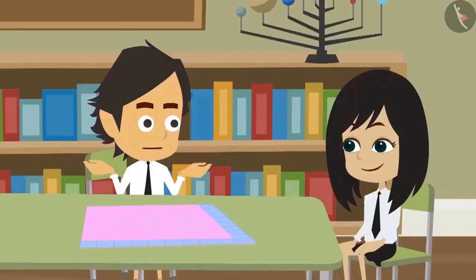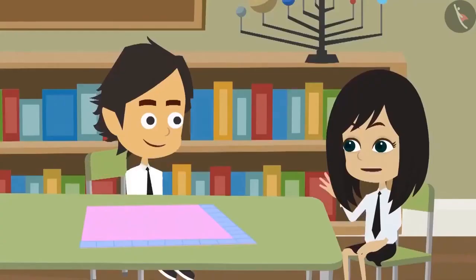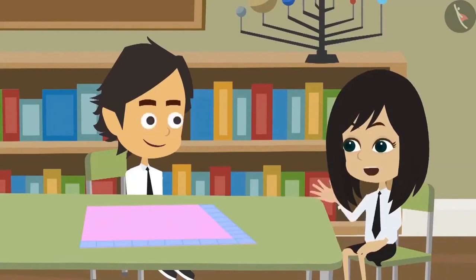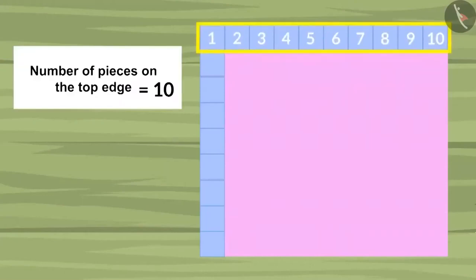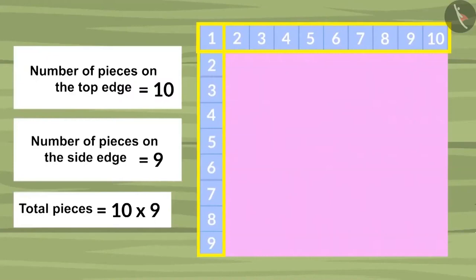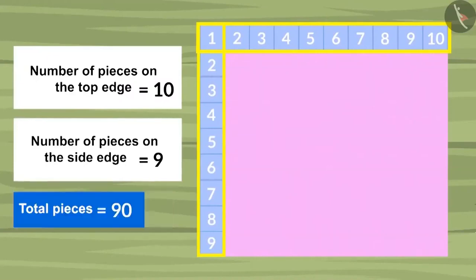Okay, I will remove the pieces placed at the bottom and I will add pieces to the side. Yes, now this is correct. What difference does it make? It will make a difference. Now let's multiply the number of pieces placed on top by the number of pieces placed on the side. 10 pieces are placed on the top and 9 pieces are placed on the side. And multiplying these numbers will give us the result 90. Look, it made a difference.